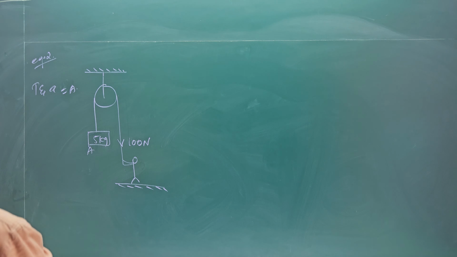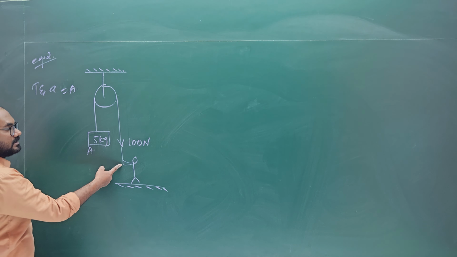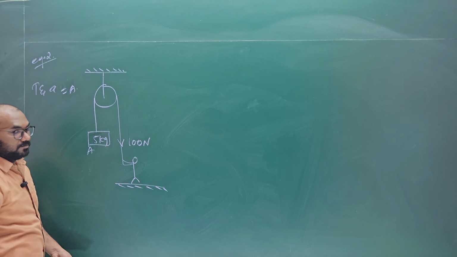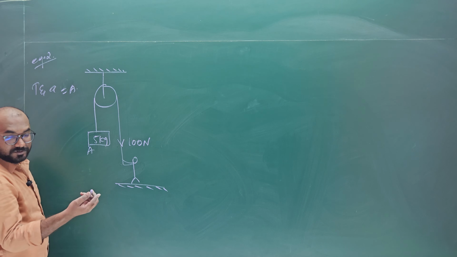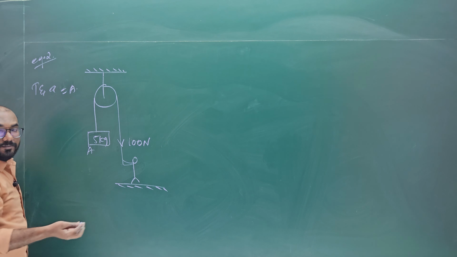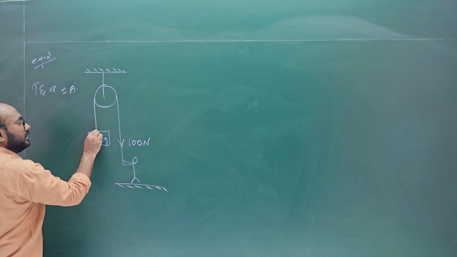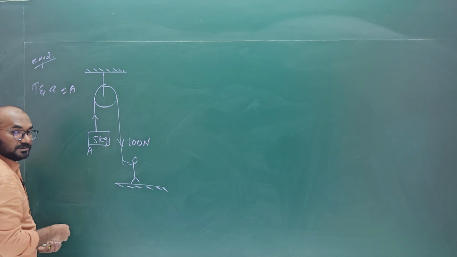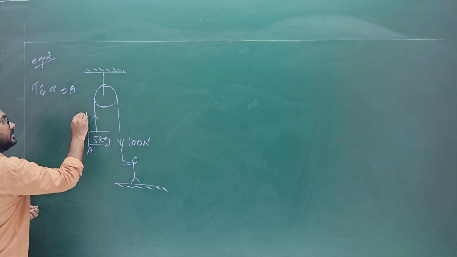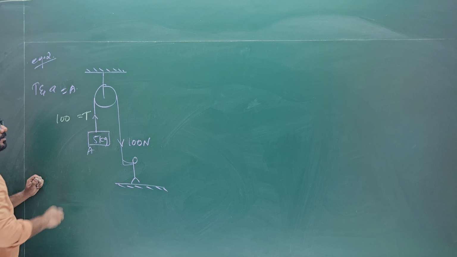Yes, tension is 100. Correct. Without calculating, we can say tension is 100. Why? Because this man is applying 100 Newton, the force acting on this string. That means from here to here, tension remains 100 only. At this point, tension is acting in the upward direction. This is your T, and the value will remain 100 only.